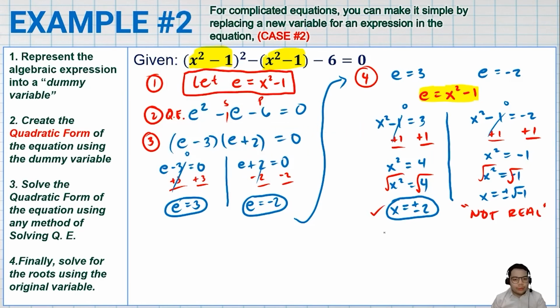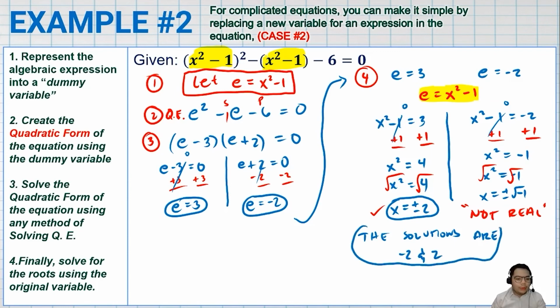So the solutions for this one will be, sulat natin, the solutions are, so our solutions will just be negative 2 and positive 2. Yan. So hindi natin ko consider na real solution C. Yan. So the solutions are negative 2 and positive 2. Dalawa lang this for this example. And that's case number 2.